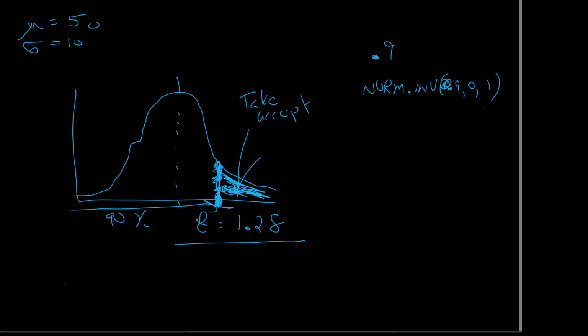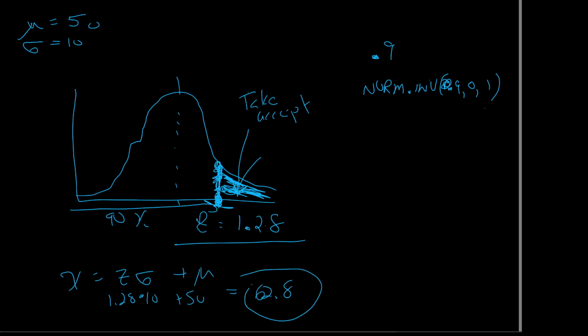And so my x value is going to be the z-score times the standard deviation plus the mean, or 1.28 times 10 plus 50, which is 12.8 plus 50, 62.8. So you would need a 62.8 on the test to be part of the top 10%.